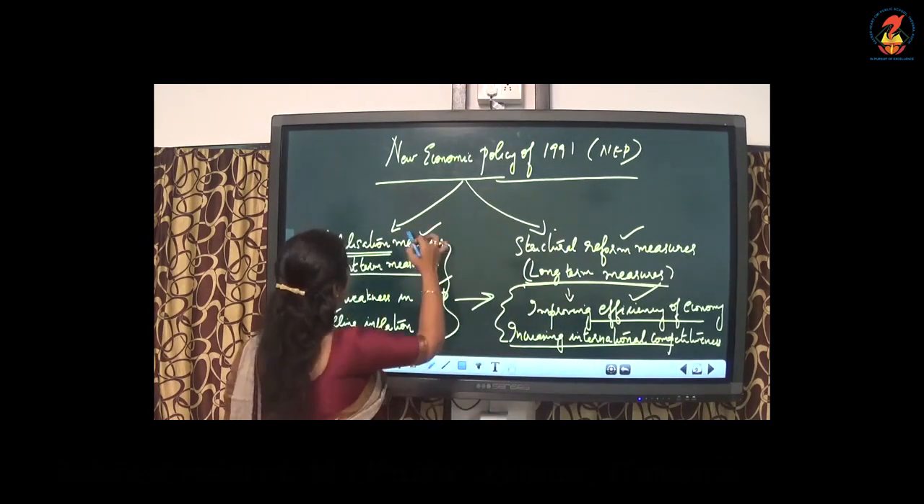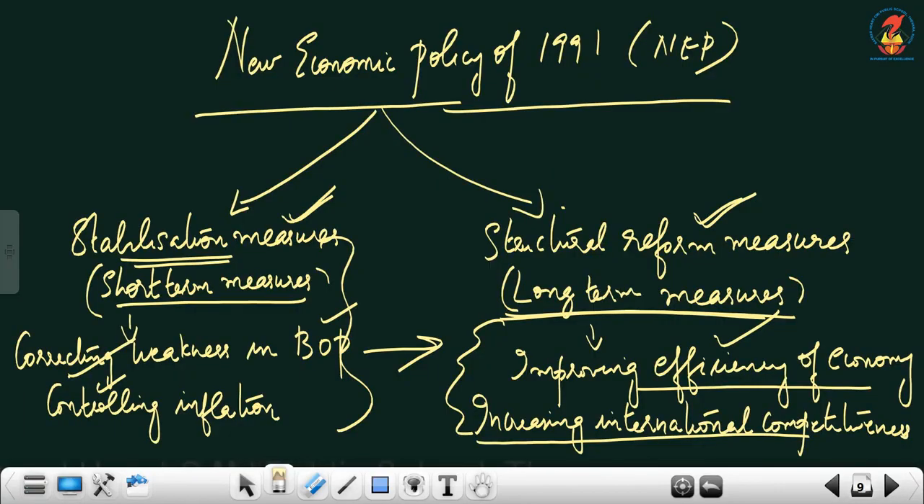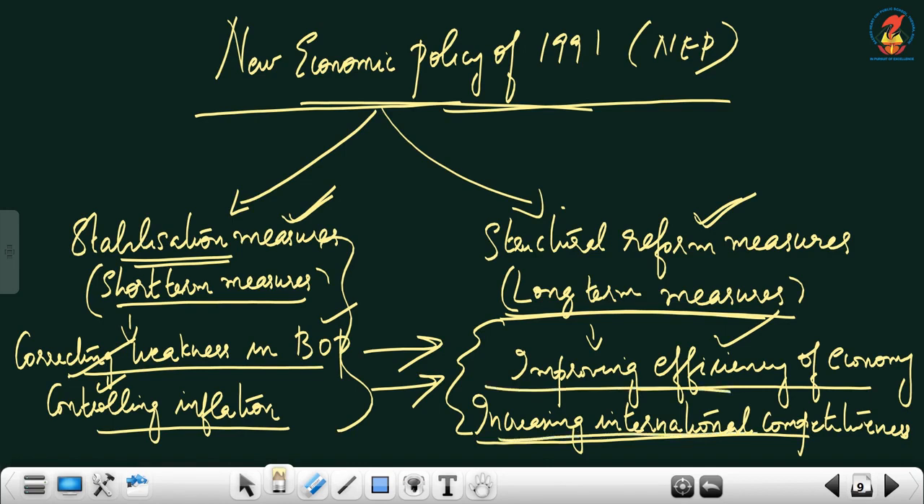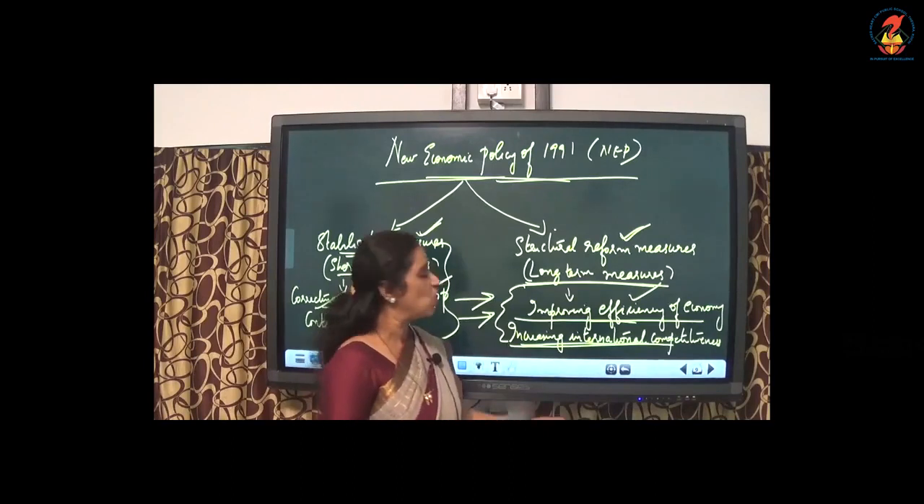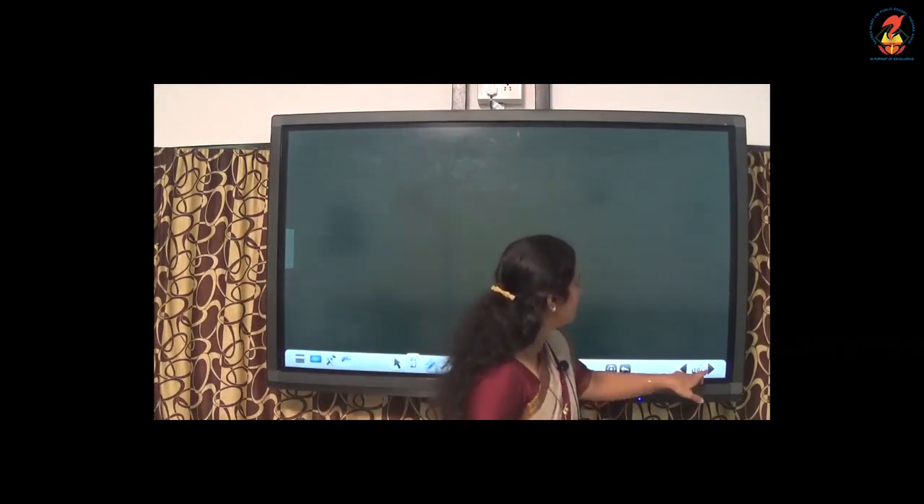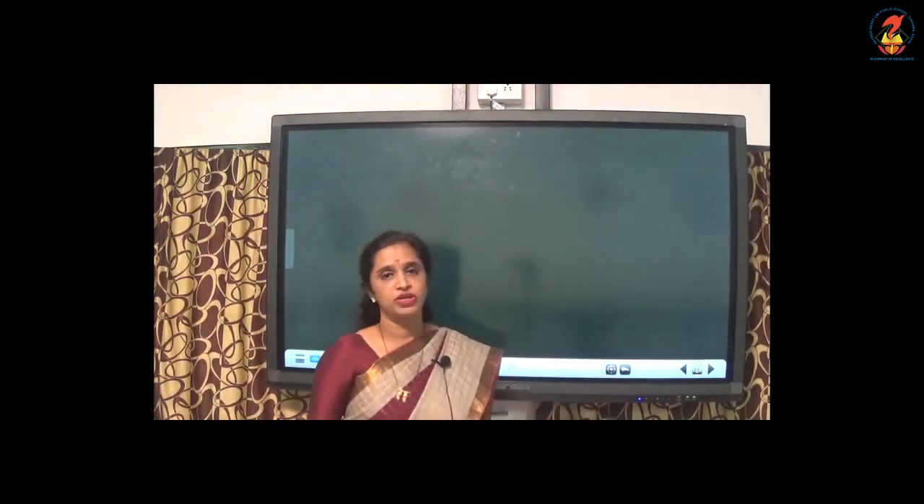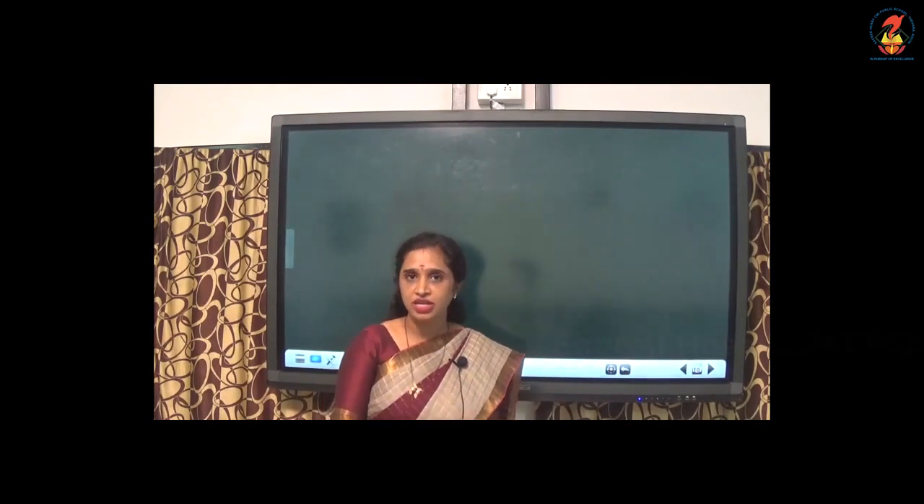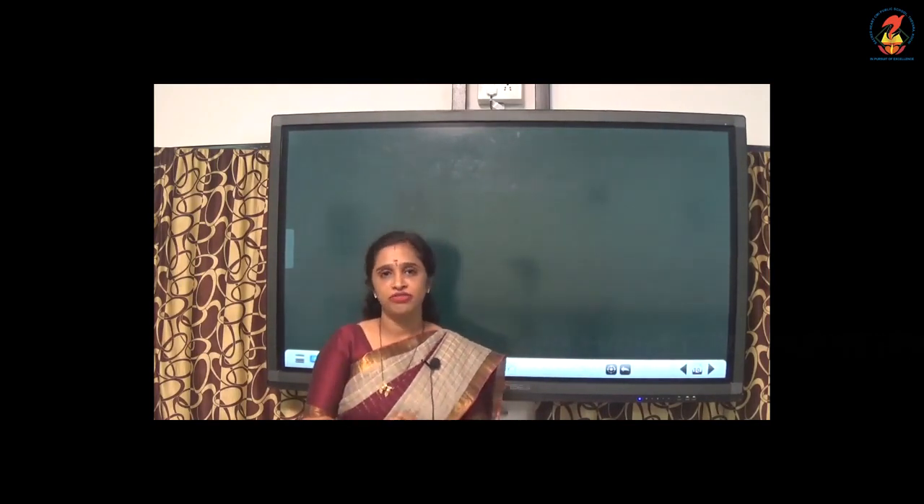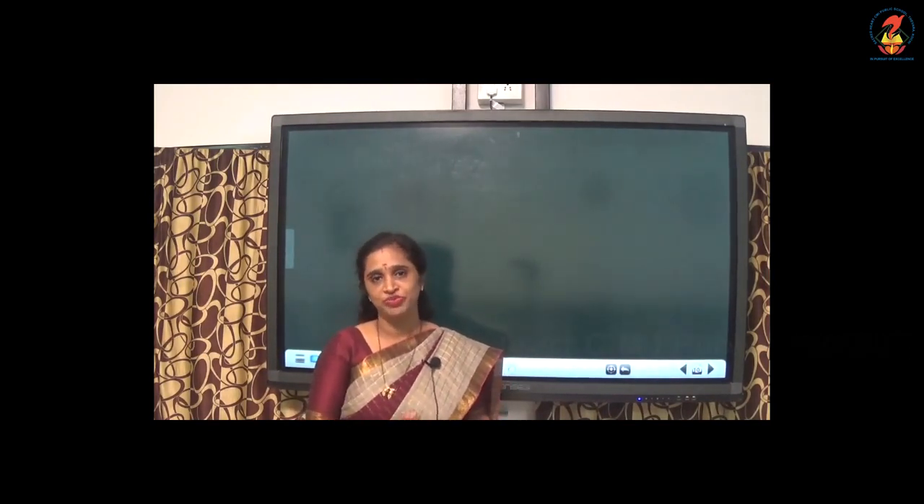So, the stabilization and structural measures were framed in the New Economic Policy. In the stabilization measures, we have correcting the weakness in BOP and controlling inflation. This will automatically lead to improving the efficiency of the economy and increasing international competitiveness. Okay. So, I hope the introductory part is very clear to you. The reasons for economic reforms are very clear to you. Thank you.